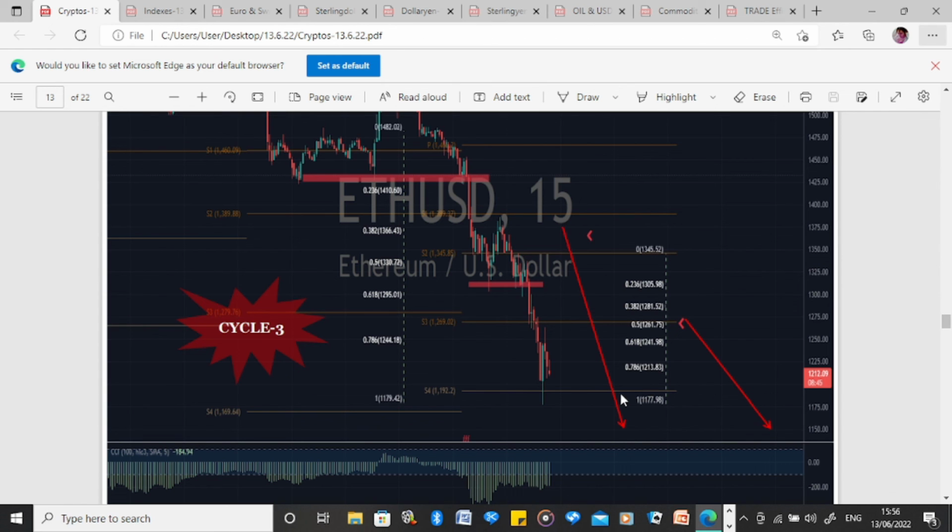Usually we go to S1 for short-term traders, or 50% between S1 and S2. For long-term traders now, or for position traders, by Wednesday we expect to be able to see either 950, that's our first target. After this is 750.